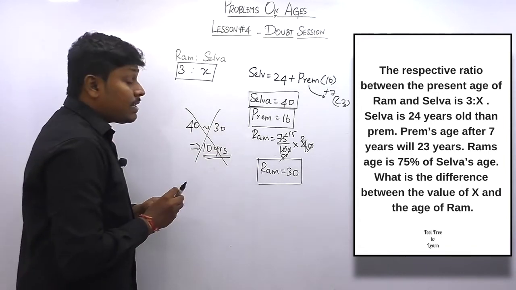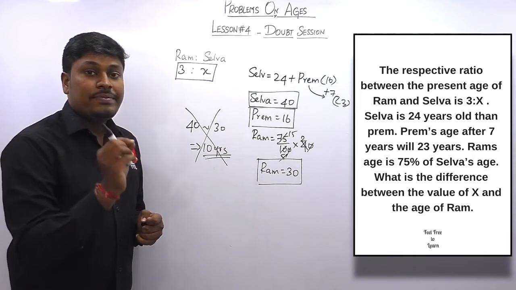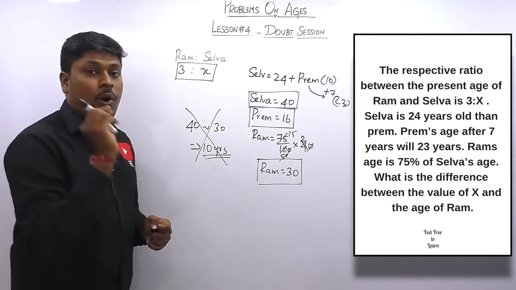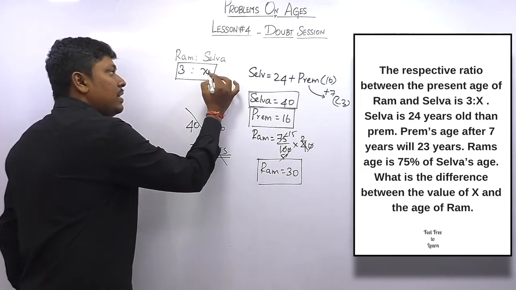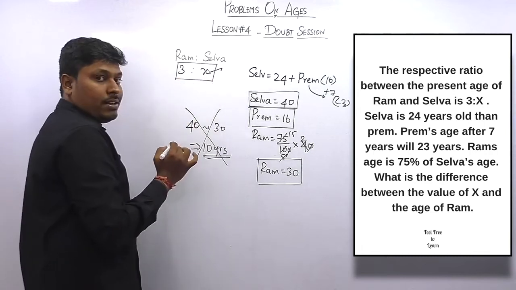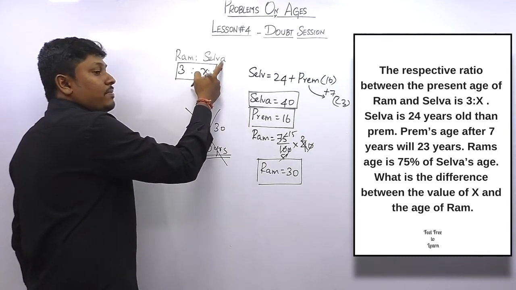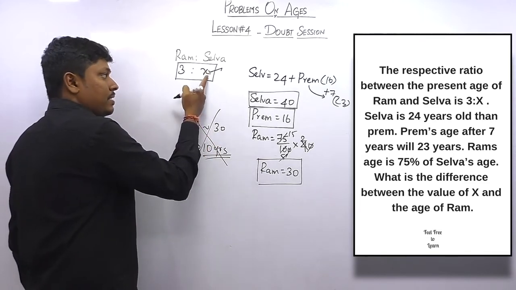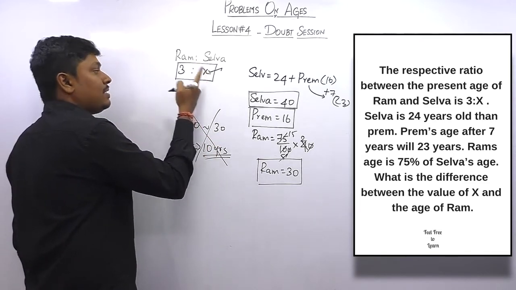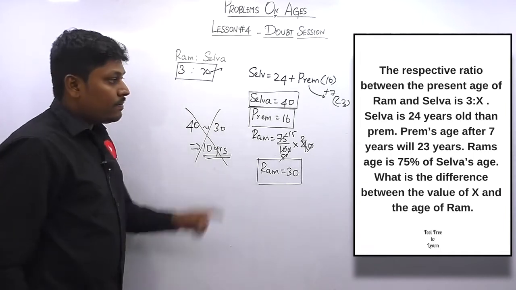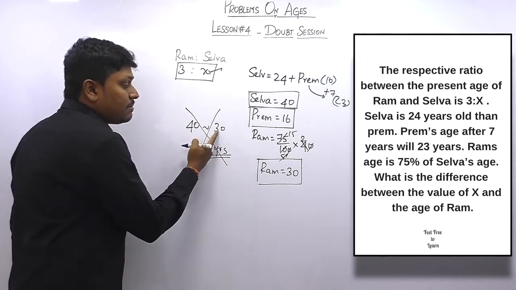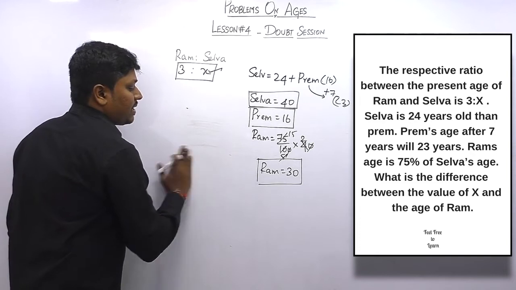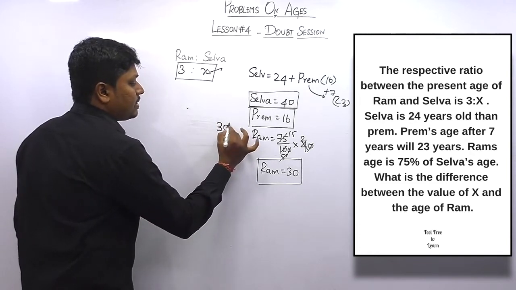Listen, the target calculate. What is the target? Find the difference between the value of X. What is the value of X here? That is important. Our target is not to find the difference of age between Selva and Ram. Our target is to find the difference of the value of X and the age of the person Ram. We know the age of the person Ram is 30, that is correct, right? So we can say the age of Ram is 30.